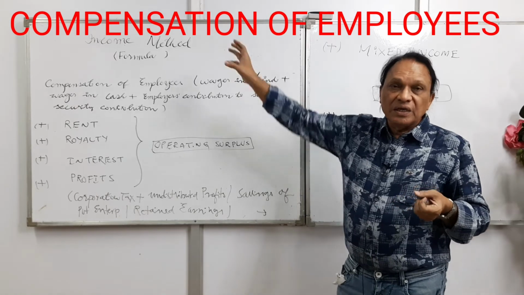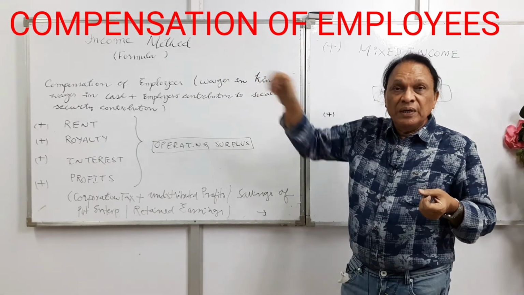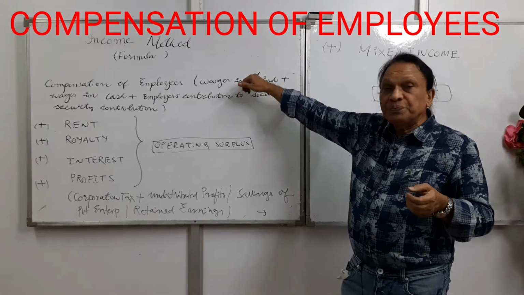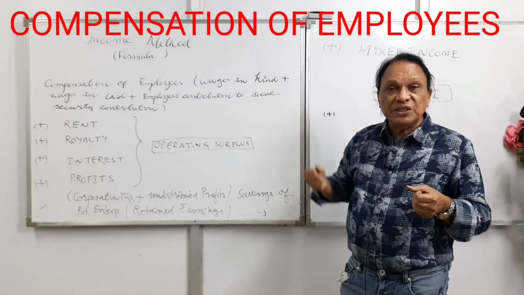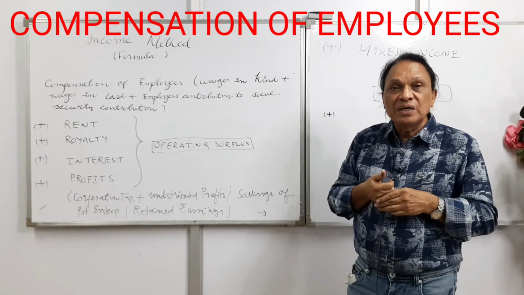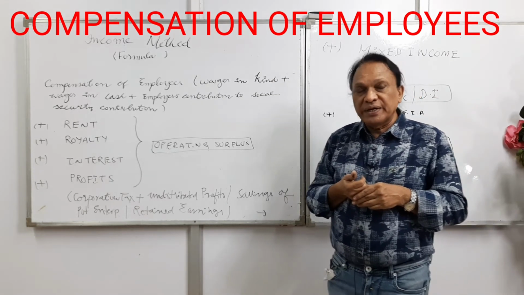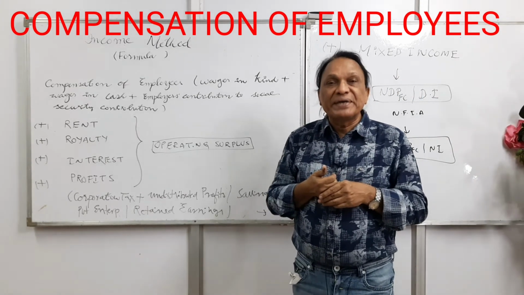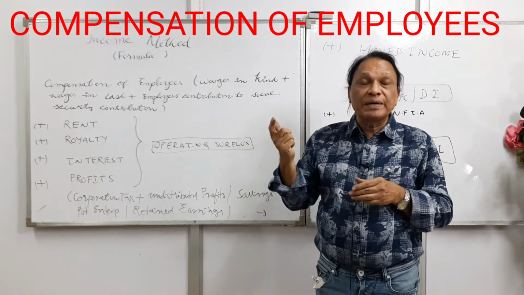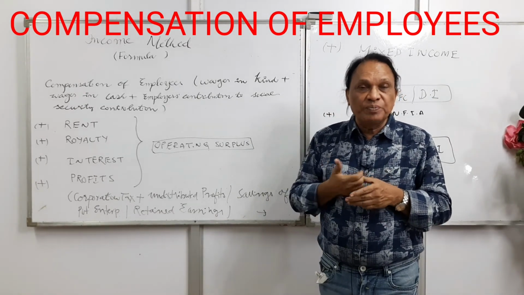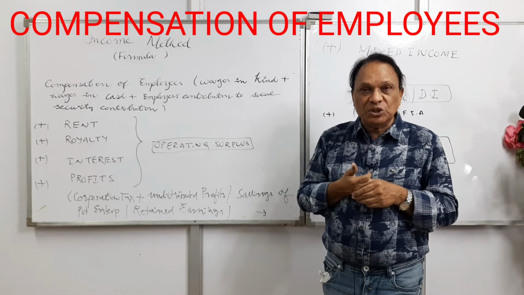So generally they give you compensation of employees. In case they don't give you, take them separately: wages in cash plus wages in kind plus employers' contribution to social security schemes. Please don't take them separately in case they have given you compensation of employees. Whatever the employers give you should be taken as your COE, compensation of employees.